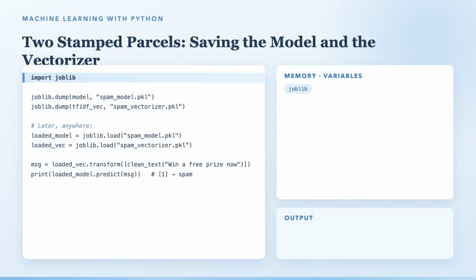Our postmaster deserves a rest, so let's wrap the day's work carefully. 2 parcels, not 1. The model, our brass scale with its scrolls of word counts, and the vectorizer, the pigeonhole wall itself. Here's why both matter. The model only understands rows of numbers laid out in the wall's exact order. Save the model without the wall, and tomorrow, no letter can be read, so they sit together on the shelf. Ribbon and wax, spam model pkl and spam vectorizer pkl.